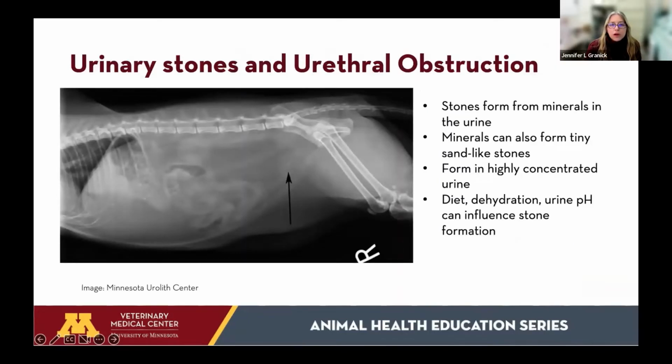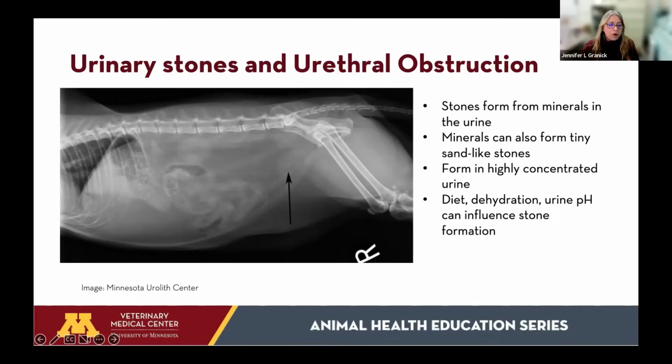So urinary stones can form in the bladder, and they can cause a blockage of the urethra and an inability to urinate, or they can just kind of bump around in the bladder and cause irritation. The stones form from minerals that are present in the urine. And minerals can form big stones.